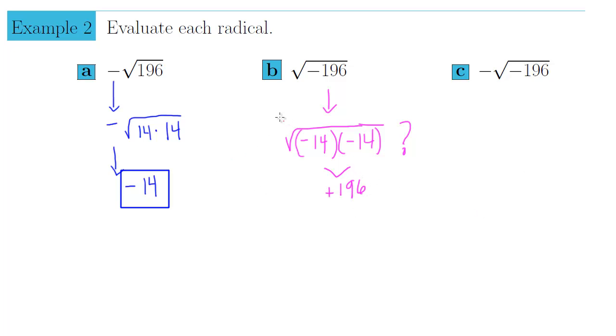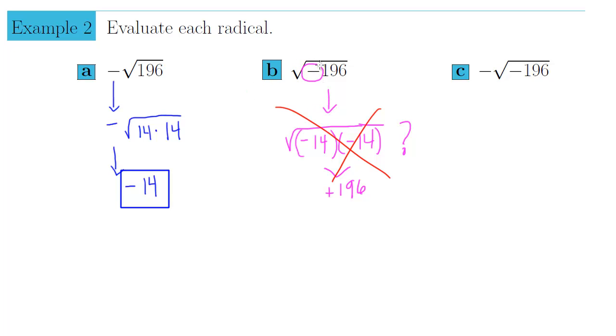Okay, so that's a bad idea. What else can I do? Well, I can do positive 14 times positive 14, but I already know that that's positive 196 as well. So the idea here is there's no real number that when you multiply it by itself gives you negative 196. The only possibility would be 14 or negative 14, and both of those multiply out to positive 196.